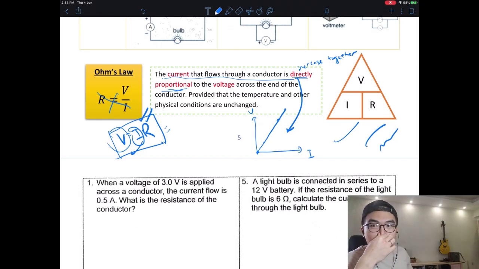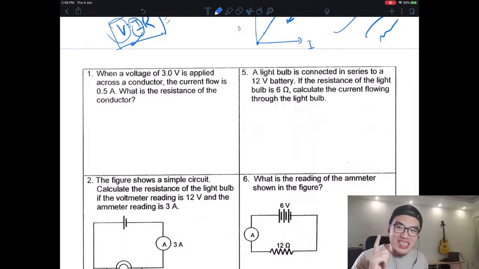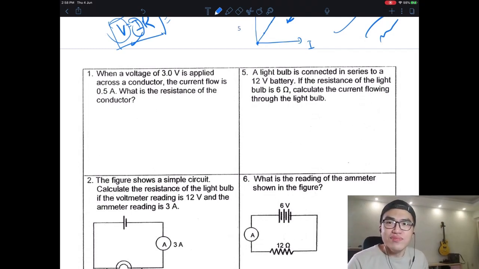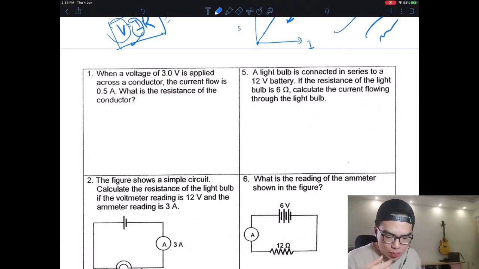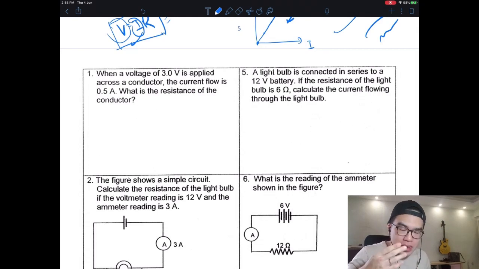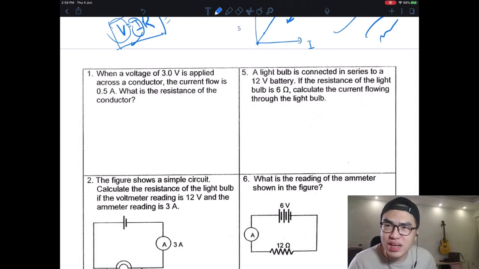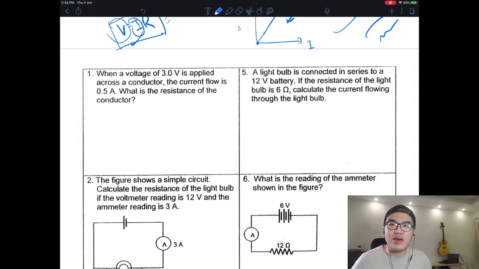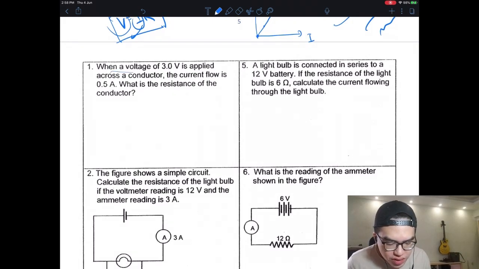All right, let's do some calculation. This is the difficult one, because this part is 80% calculation if you look at it. So number one. For calculation, I always like to label my stuff first, so I don't confuse myself. A voltage of 3 volts, so this is the V, is applied across the conductor, and the current is 0.5. So this is I. What is the resistance? So R, I don't know.